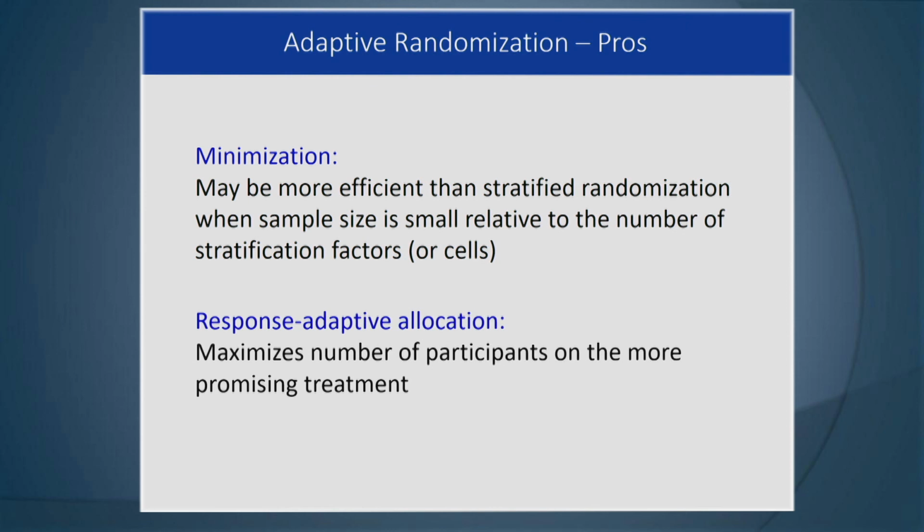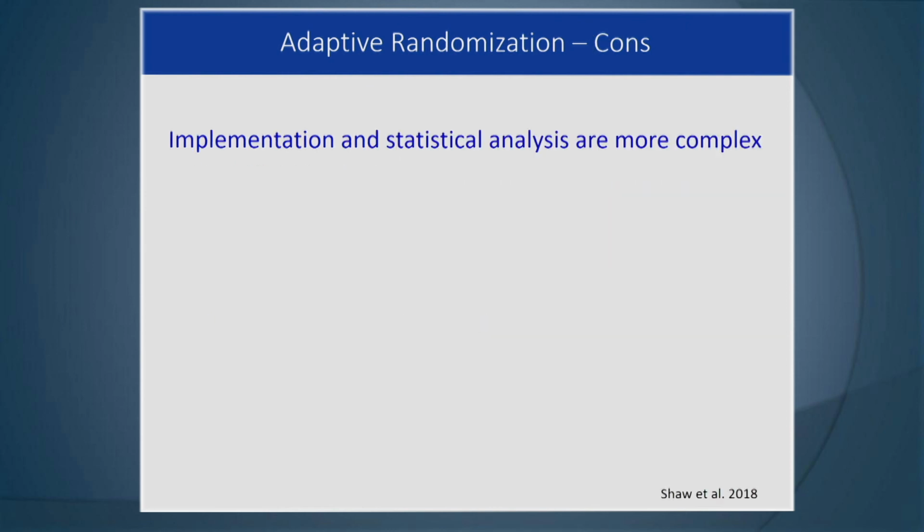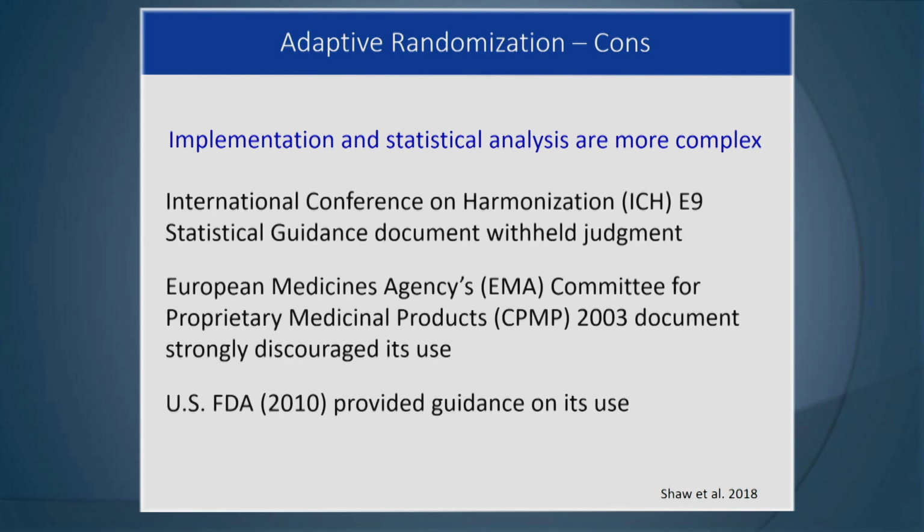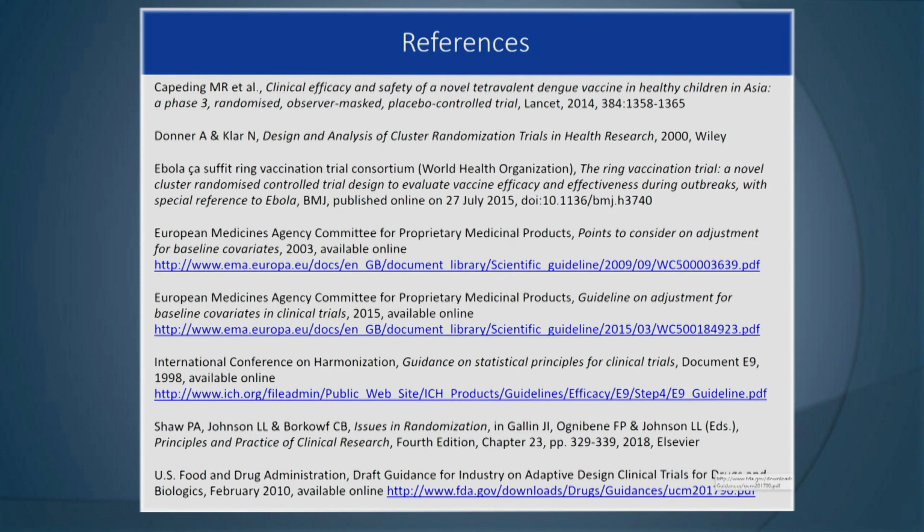So that's the advantage. What are the disadvantages of adaptive randomization? The implementation and the statistical analysis are more complex. And there are agencies that have some concerns. I don't want to sound too definitive about them because, like I said, research is changing. But there is some concern about adaptive randomization, particularly the response adaptive randomization. And that's it for this segment.